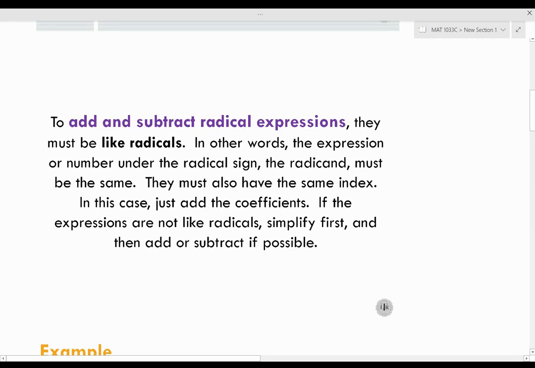We're going to add and subtract radicals that are like radicals first, and then I'm going to show you what's going to happen if they're not the same. Then we're going to convert them so that they are alike, so then we can combine them by adding and subtracting.